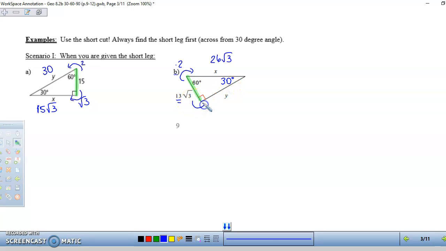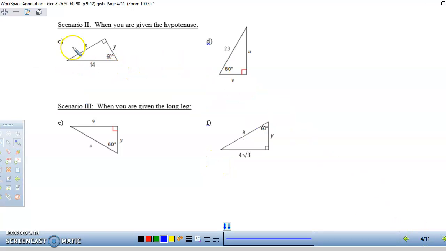This is also a little more difficult in this case. So now I'm going to do times root 3, off to the side here. You do 13 root 3 times root 3. Well, that is going to be 13 root 9, which is 13 times 3. Root 9 is equal to 3. So 13 times 3, you can use the calculator, is going to be 39. So here the y value would be 39.